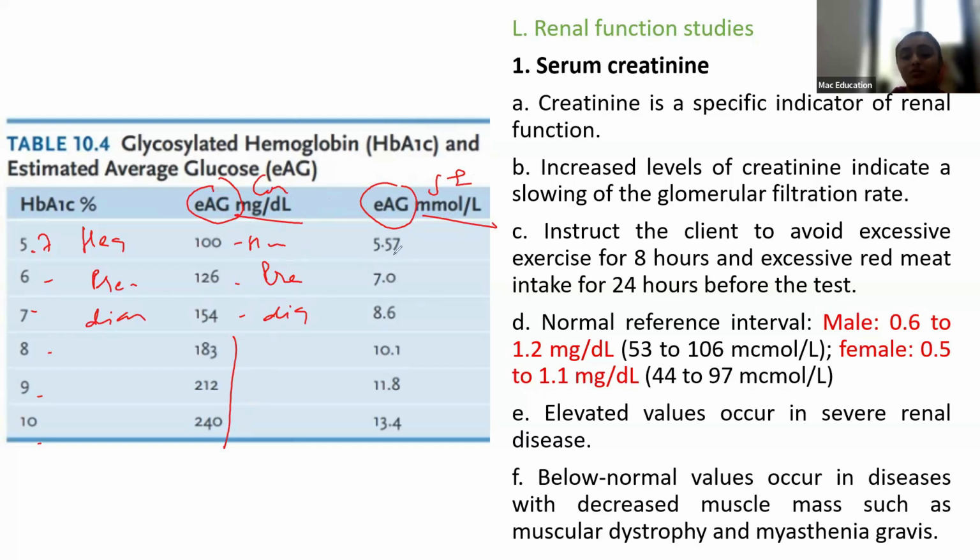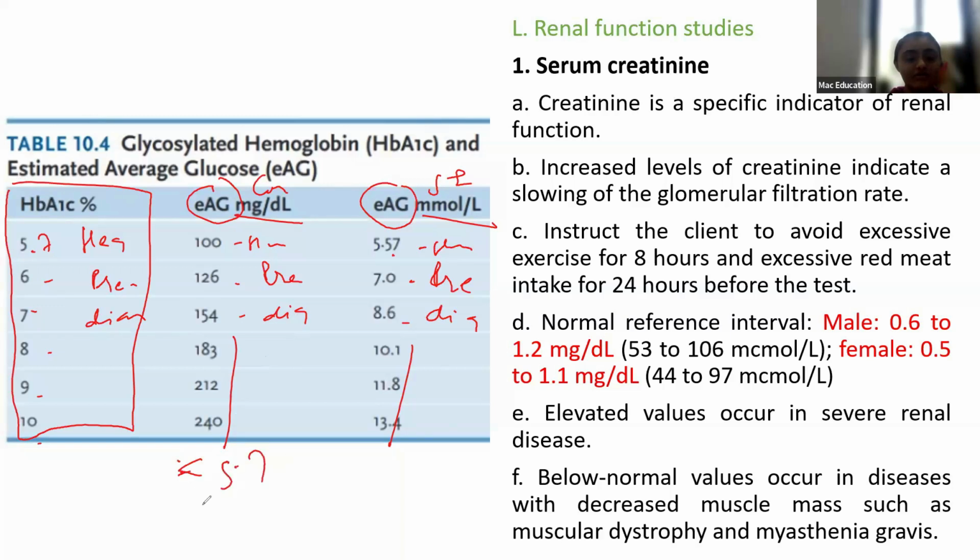Similarly, EAG 5.57, then it is healthy. 7, then it is pre-diabetic. 8.6, then it is diabetic. And these are the worst uncontrolled diabetes. Understood? You have to remember this. The important thing is only this: you have to remember only 3 ranges. That is less than 5.7, between 5.7 to 6.4, and more than 6.5. So this is healthy, this is pre-diabetic, and this is diabetic. You have to just simply remember this.